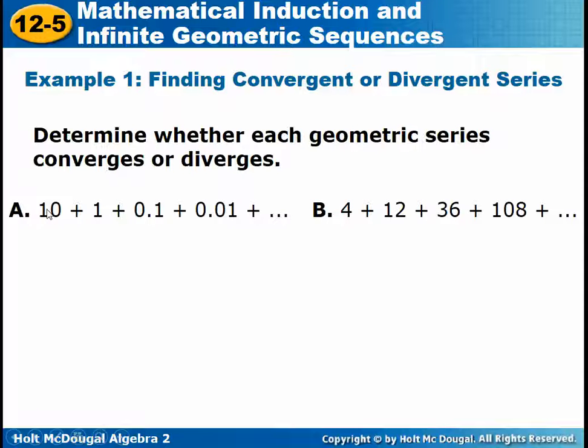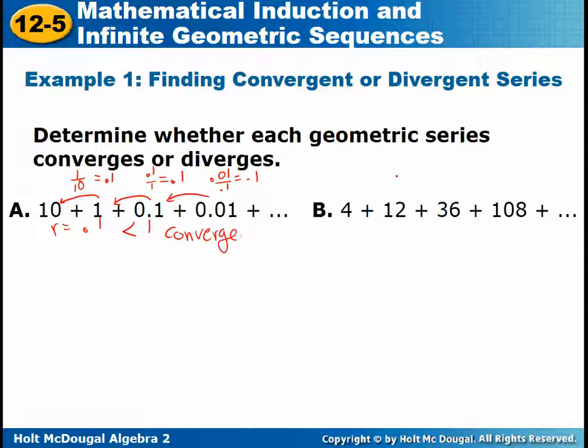So in letter A, we have 10 plus 1 plus 0.1 plus 0.01. Our first task is to find the common ratio between those terms. Remember that ratio, we have to divide this term by the term before it. So that would be 1/10, or you could write that as 0.1. In the next one, 0.1 divided by 1 is also 0.1. So it looks like the common ratio is going to be 0.1. Since r is equal to 0.1, which is less than 1, this is going to converge.